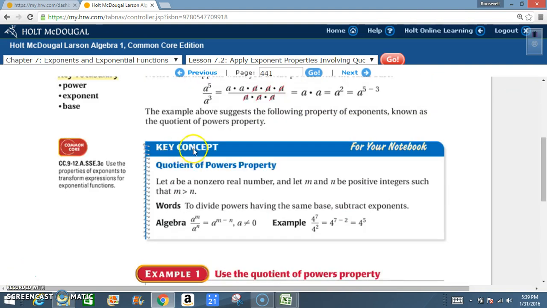Key concept. Copy down and be sure it is in your notes. Quotient of powers property. Let a be a non-zero real number and let m and n be positive integers such that m is greater than n. Words: to divide powers having the same base, subtract exponents. In algebraic terms, a to the m divided by a to the n equals a to the m minus n. Remember, a cannot be 0. Example, 4 to the 7th divided by 4 to the 2nd equals 4 to the 5th.